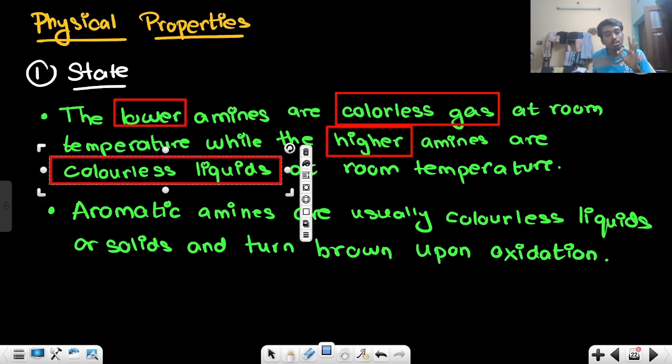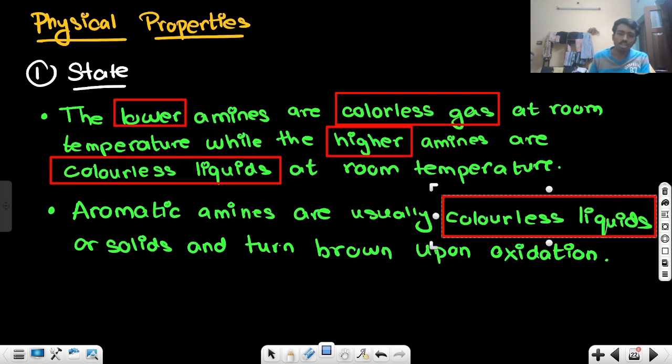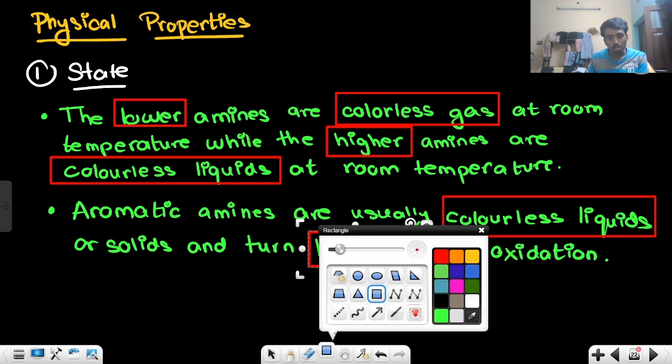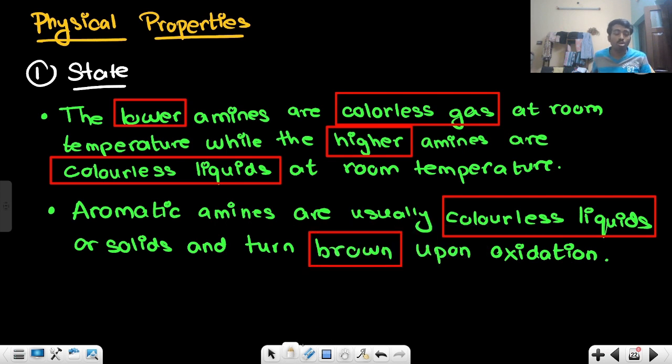So if it is a lower amine, it will be gas. If it is a higher amine, it will be a liquid. Aromatic amines, if I go, then they are always colorless liquids. Not always, usually colorless liquids. And they turn brown upon oxidation. This one is important. That means if you oxidize them, they will be brown in color. Clear? So state: lower amines, colorless gas; higher amines, colorless liquid; aromatic amine, mostly colorless liquids. Alright? Next.